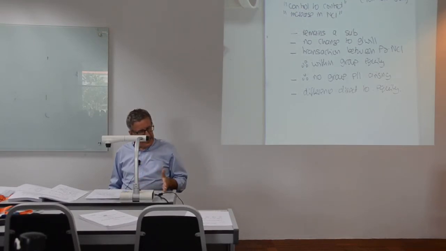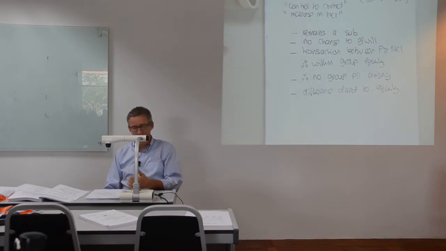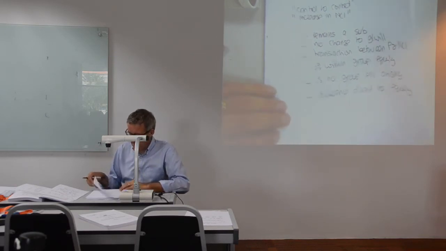This takes a bit of explaining. I have seen the examiner ask this in the exam in writing. I've seen it in numbers many times, but I've also seen it in writing. So you could have to explain this, like I've set out here. Control to control, remains a sub, it's not that significant, there's no change to the goodwill, it's a transaction between the parent and the NCI, so it's within group equity, there's no group profit or loss arising, but we get this difference that goes to equity.